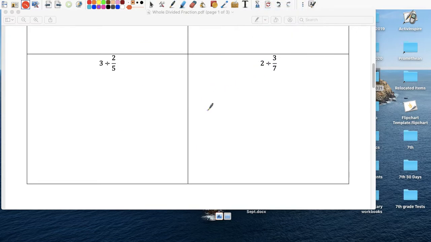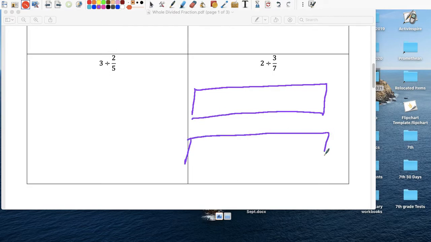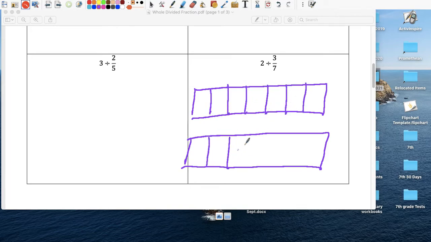2 divided by 3/7. Ugh, 7. So again, we draw. 7 is a difficult number to do in a circle, so that's why. So 1, 2, 3, 4, 5, 6, 7. So let's give it to the teachers this time around. Mrs. Flager gets 3. Right? Miss Dable gets 3.